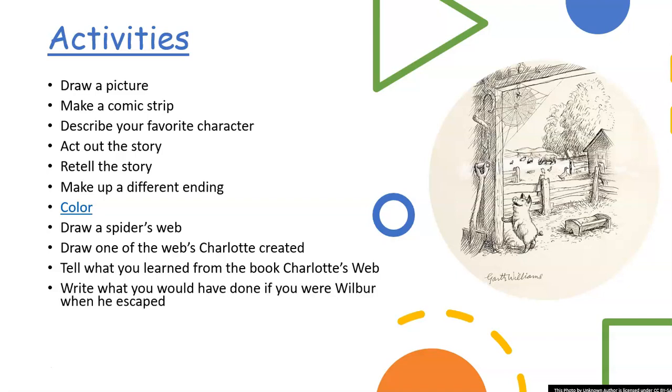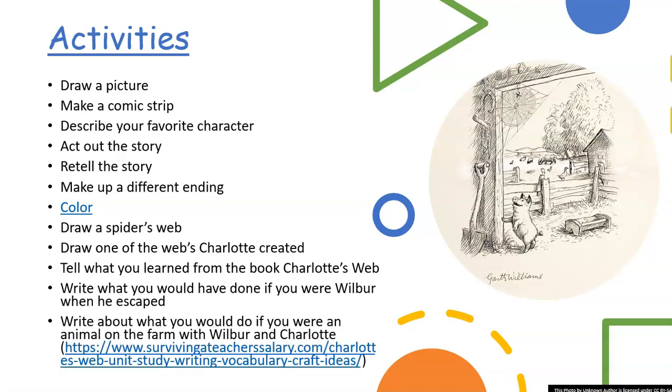Okay, next, write what you would have done if you were Wilbur when he escaped. Remember, a few chapters ago when Wilbur first got to the Zuckerman's farm, we read about how he got out of his pig pen and ran across the farm a little bit. Tell me what you would have done if you were Wilbur during that time. You can either draw pictures of what you would have done or write me something to say what you would have done if you were Wilbur when he escaped.